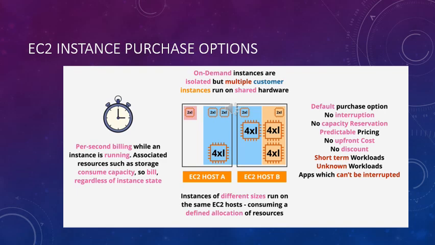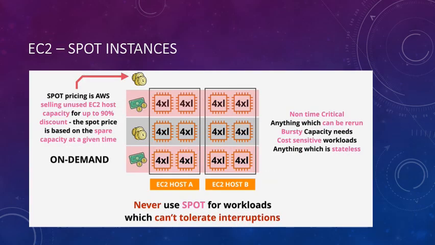There's no capacity reservation with on-demand. The pricing is very predictable. There's no upfront cost. You just pay as you go, but there's also no discount. So that's why some people prefer reserved instances, so they get a discount. On demand is great for short-term workloads, especially for testing workloads, for unknown workloads also, and for apps that cannot be interrupted. So if you never want your app to be interrupted, this is probably the option for you. So for spot instances, things are different.